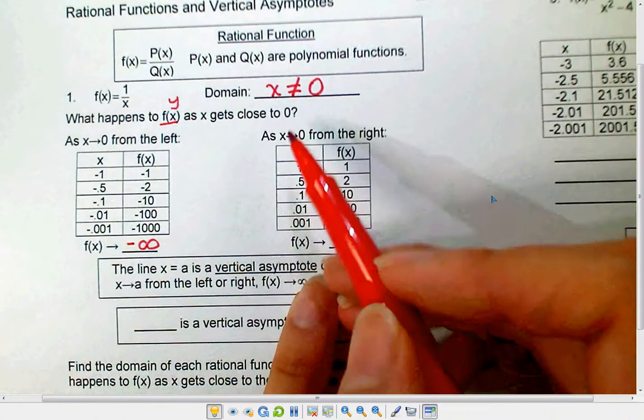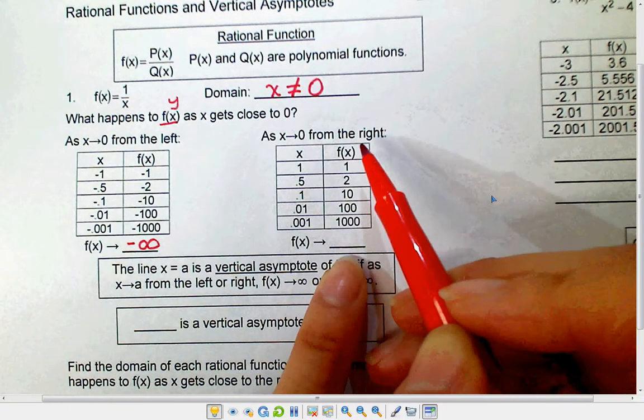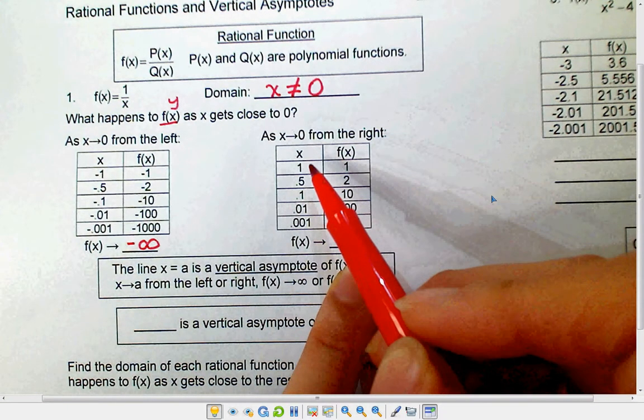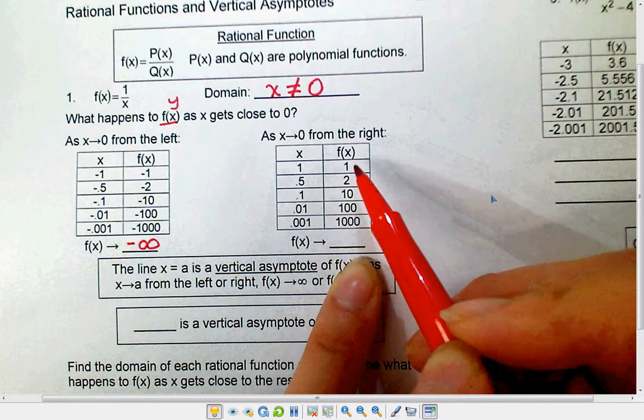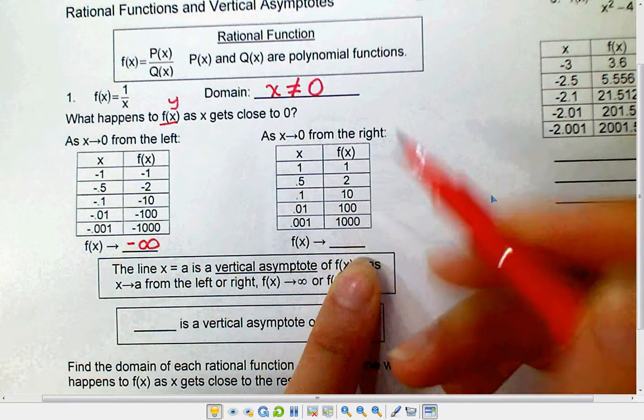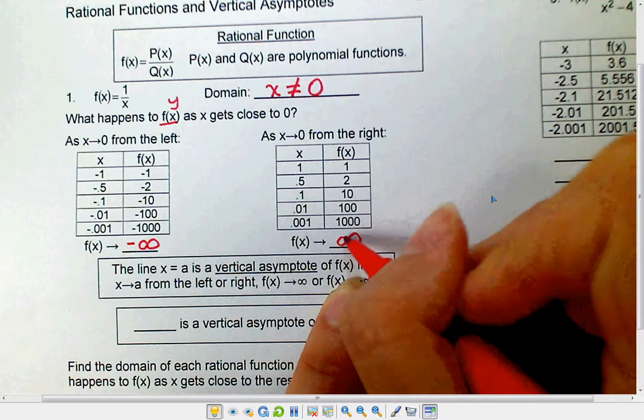If we look at as x approaches 0 from the right, on this side, as x gets closer and closer to 0, what's happening to my y's? My y's are getting bigger and bigger positively, so this is now going to positive infinity.